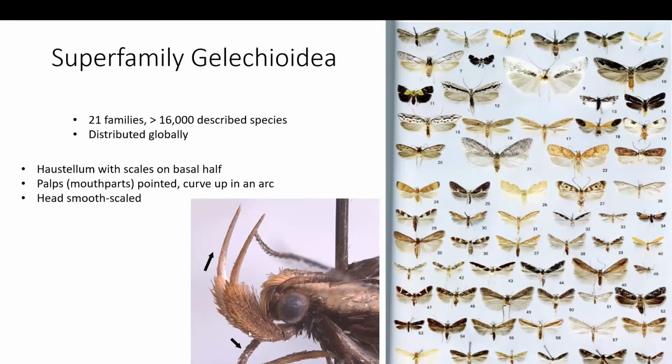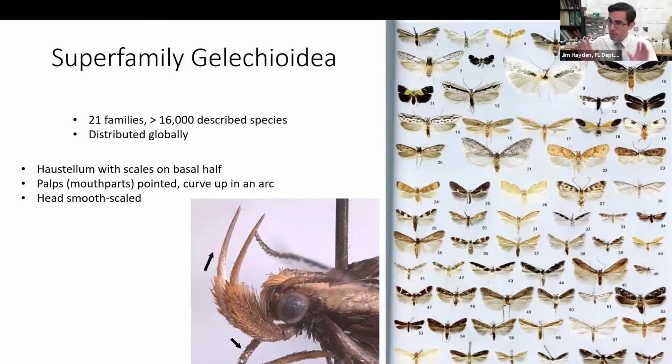Now, to be clear, there's one other big radiation, the superfamily Pyraloidea, that also has scales on the tongue, but most pyraloids do not have palps that go up like this. These are mouth parts, the labial palps that stick up in an arc and come to a pointy tip end. So when you see this combination of two characters, it's usually a Gelechioid.